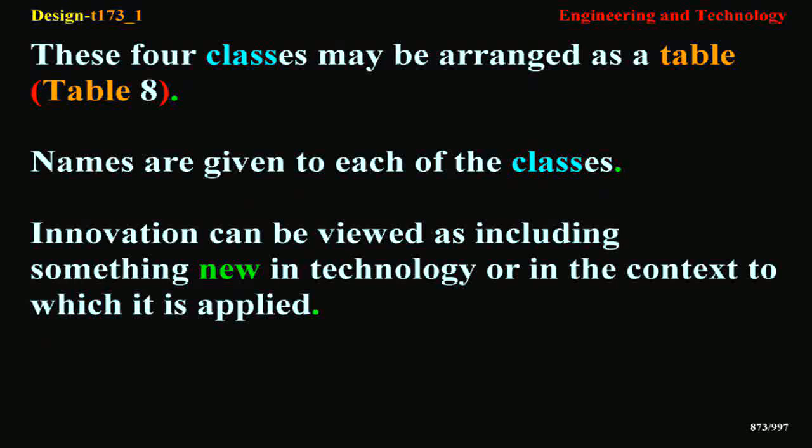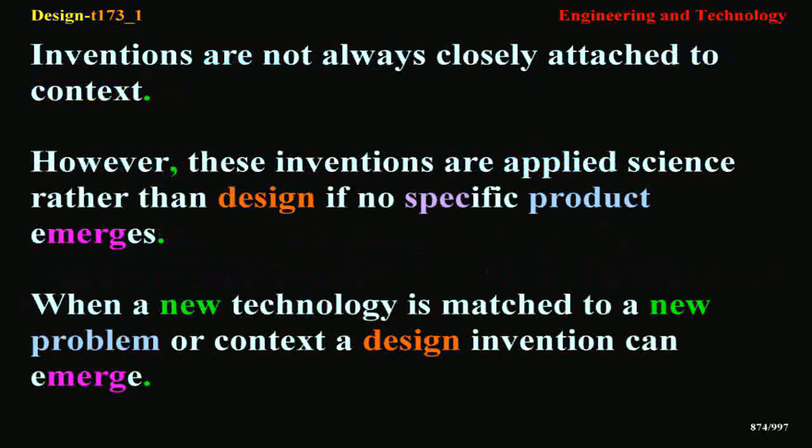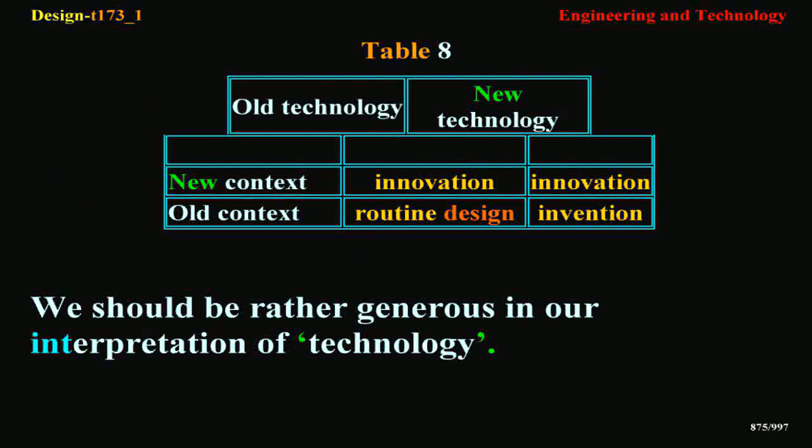Innovation can be viewed as including something new in technology or in the context to which it is applied. Inventions are not always closely attached to context. However, these inventions are applied science rather than design if no specific product emerges. When a new technology is matched to a new problem or context, a design invention can emerge. Table 8. Old technology, new technology. New context, innovation, old context, routine, design, invention.